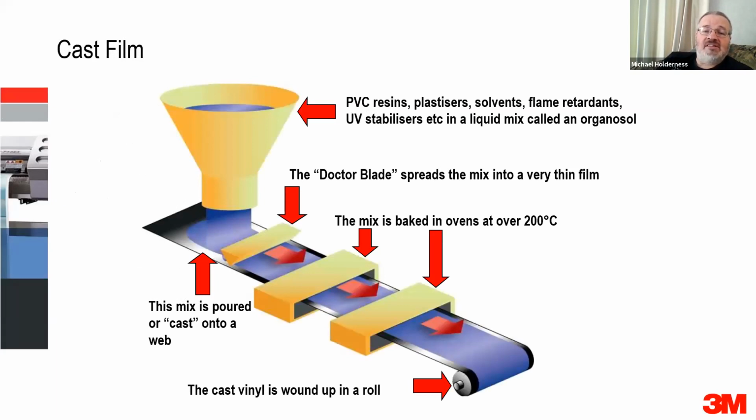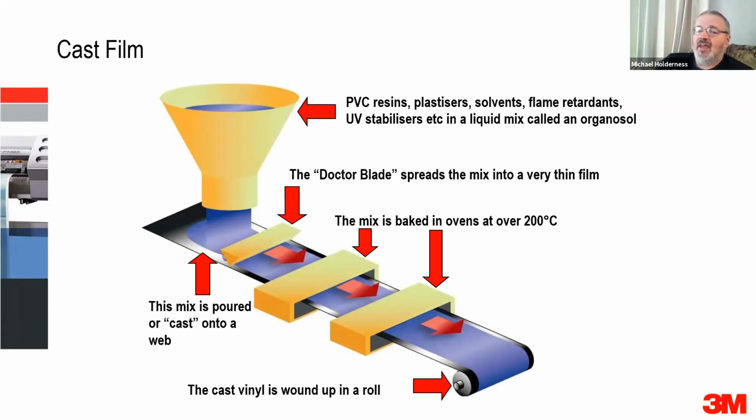So if we add in resins, plasticizers, solvents, flame retardants, we make a liquid and we smear it out onto the surface, and we smear it out thin with a thing called a doctor blade. We make a very thin film. That very thin film, we bake it over 200 degrees.